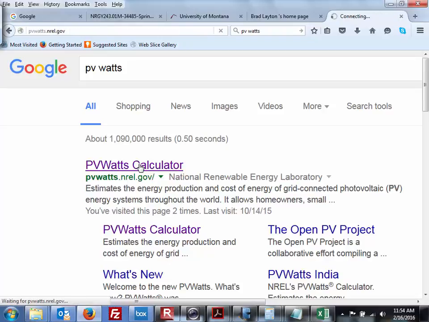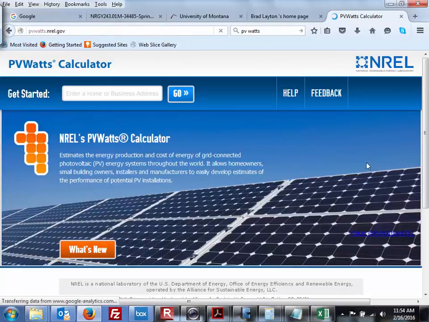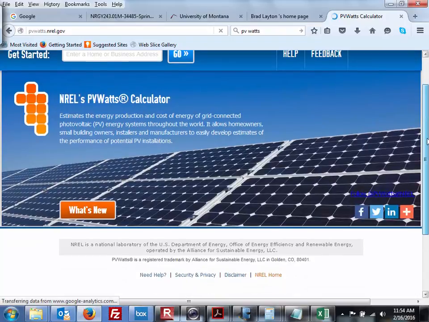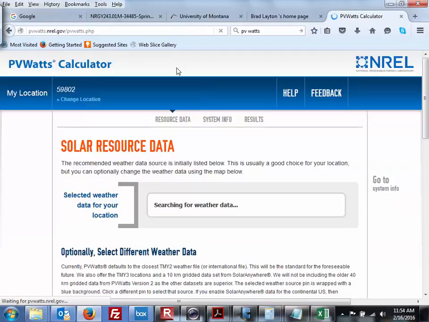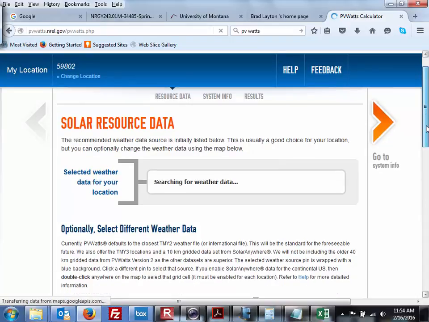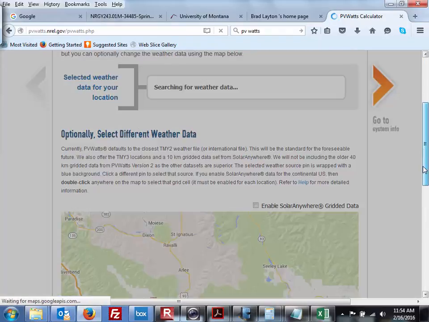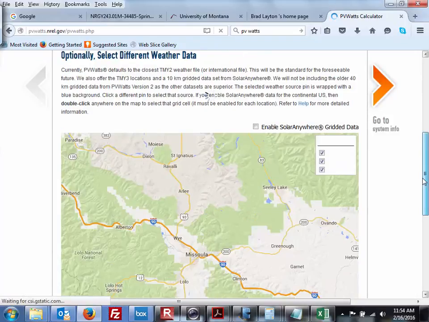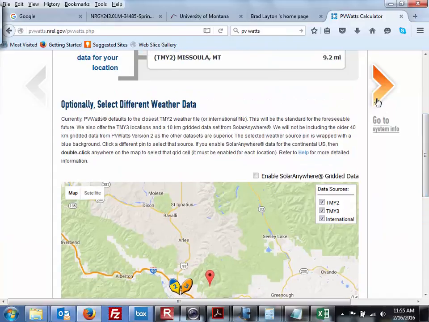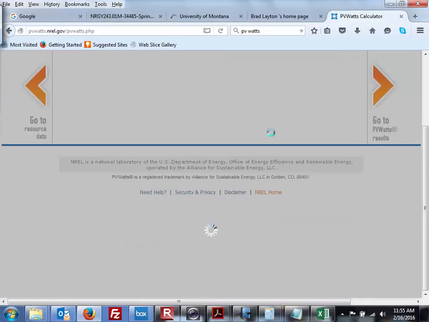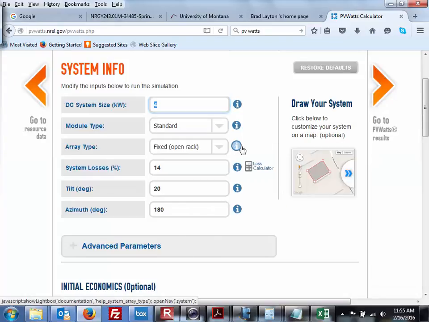But I mean, this is all you need right here, the NREL PV Watts calculator. So there we are. Here we can start putting in our parameters.